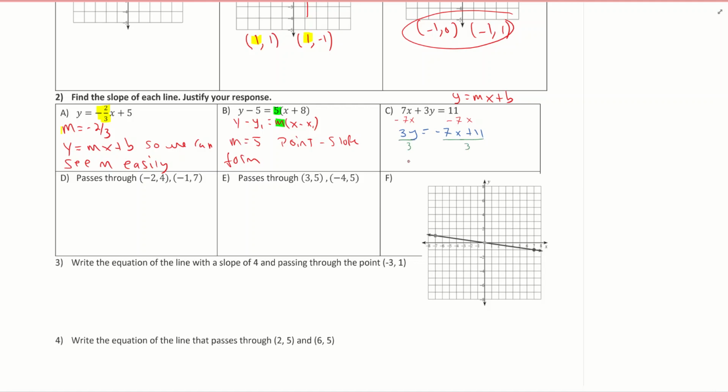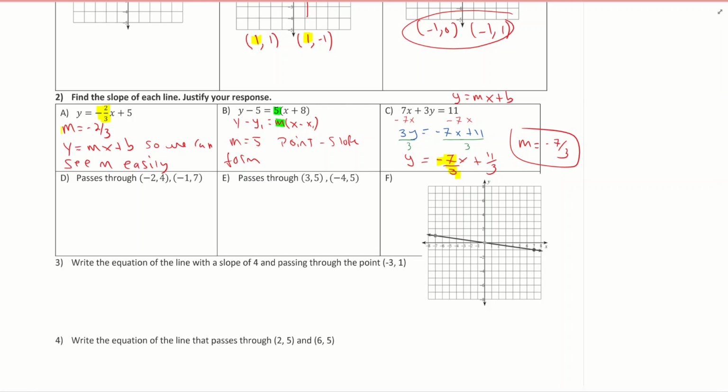And we're going to get y equals negative 7x over 3 plus 11 thirds. And so our slope is negative 7 thirds, right? So our slope is negative 7 thirds, because that's the m in y equals mx plus b. All right, next is part D.